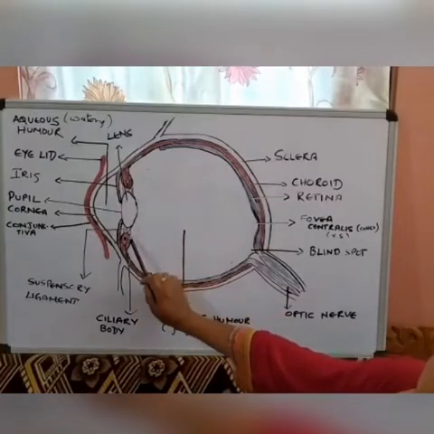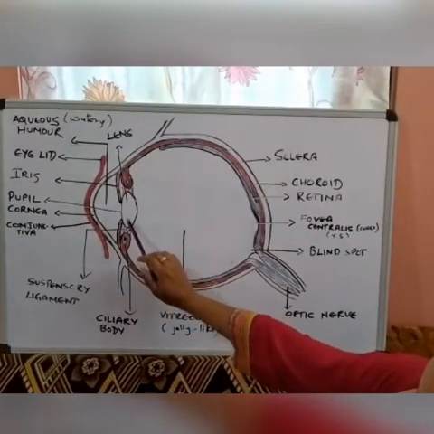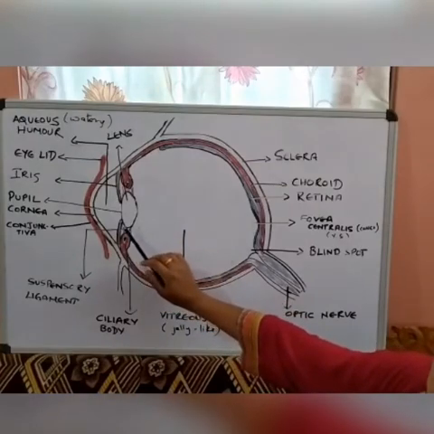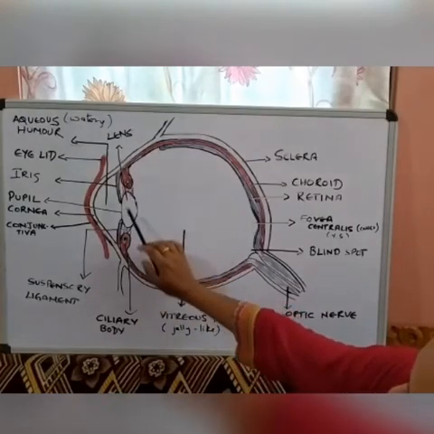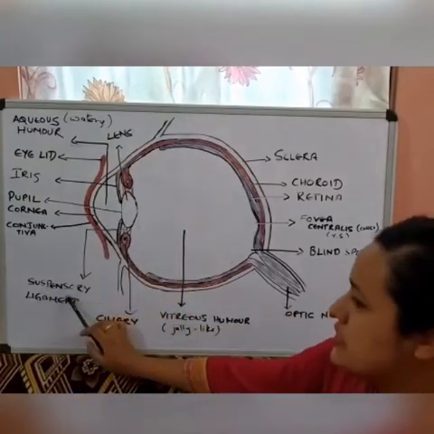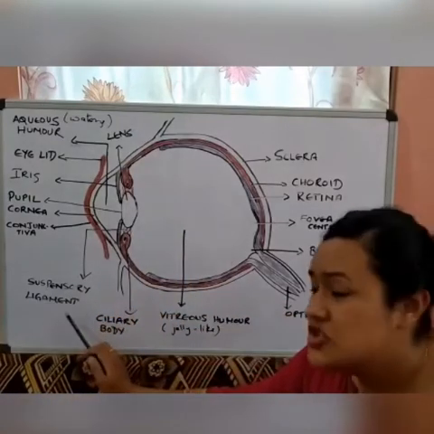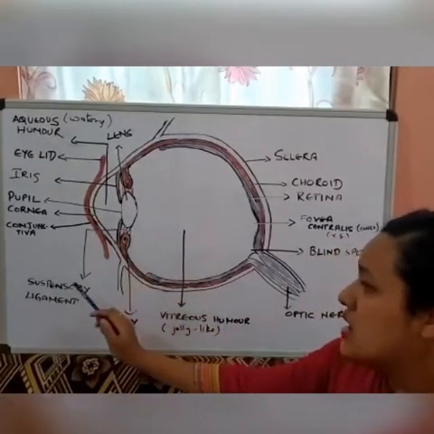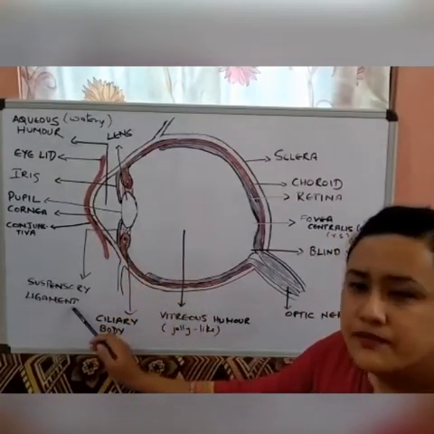And you can see the lens. The lens of the eye is suspended with the help of the suspensory ligament here. Just behind the pupil is the lens, and it is suspended with the help of the suspensory ligament.